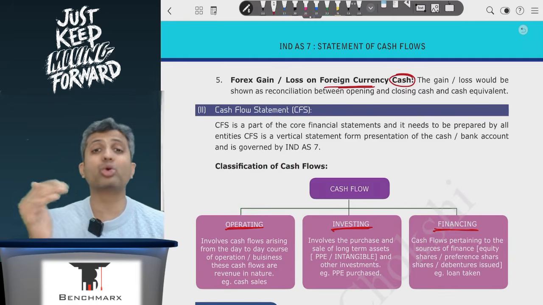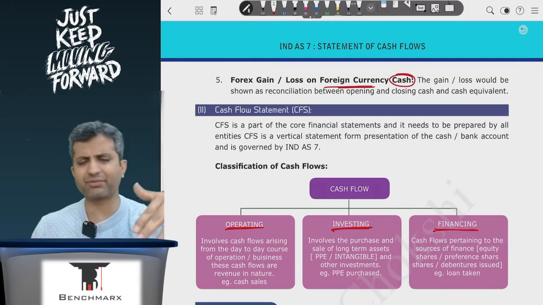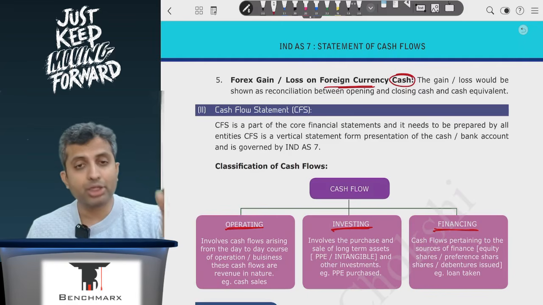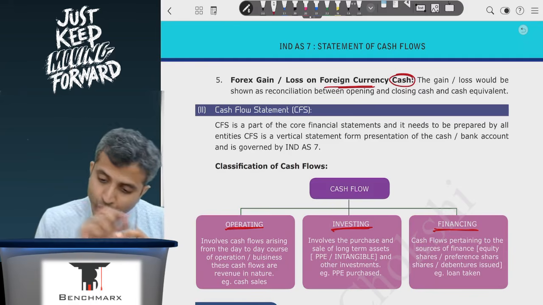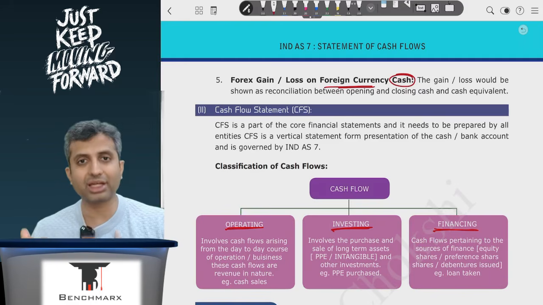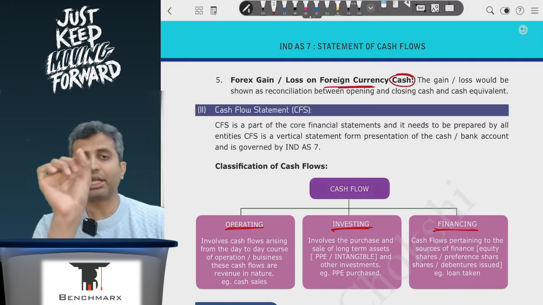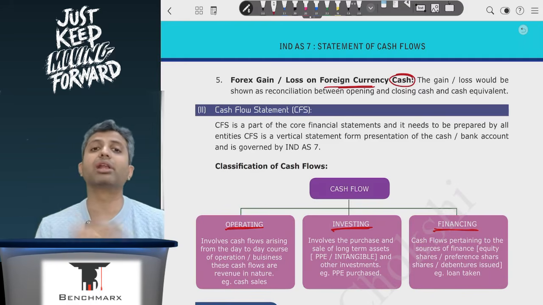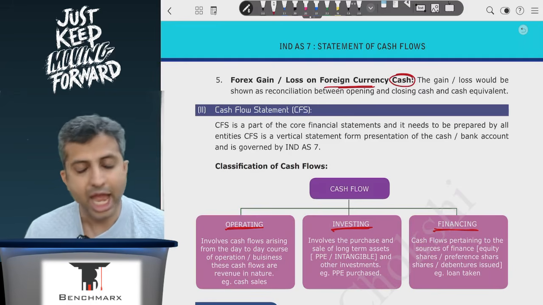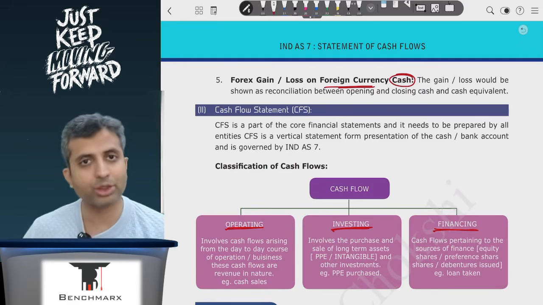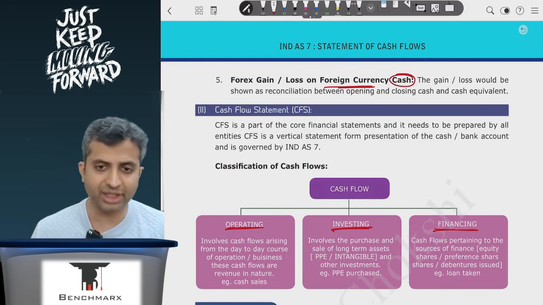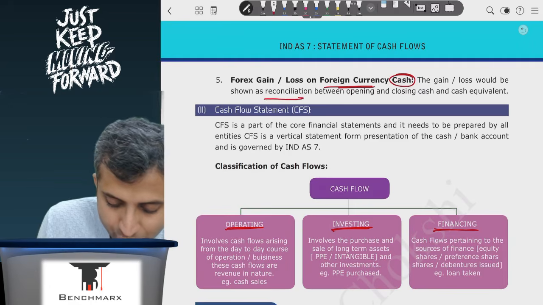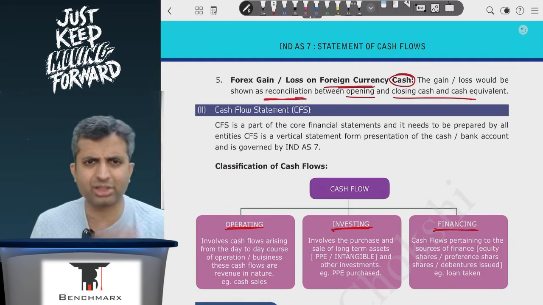Well, the standard says you show a reconciliation. You say CFO is 0, CFI is 0, CFF is 0. However, your opening cash is 8,000, your closing cash is 9,000. You show that as a reconciliation over here in the cash flow statement footnote, where you say the opening cash plus, let us say, unrealized gain. Sir, how is it unrealized? Well, you have not converted the dollar to rupees, and as a result, if the dollar rate again comes back to 80, you will not get that gain. So this is an unrealized gain on the foreign currency cash, which will be shown as a reconciliation between opening and closing cash and cash equivalents.